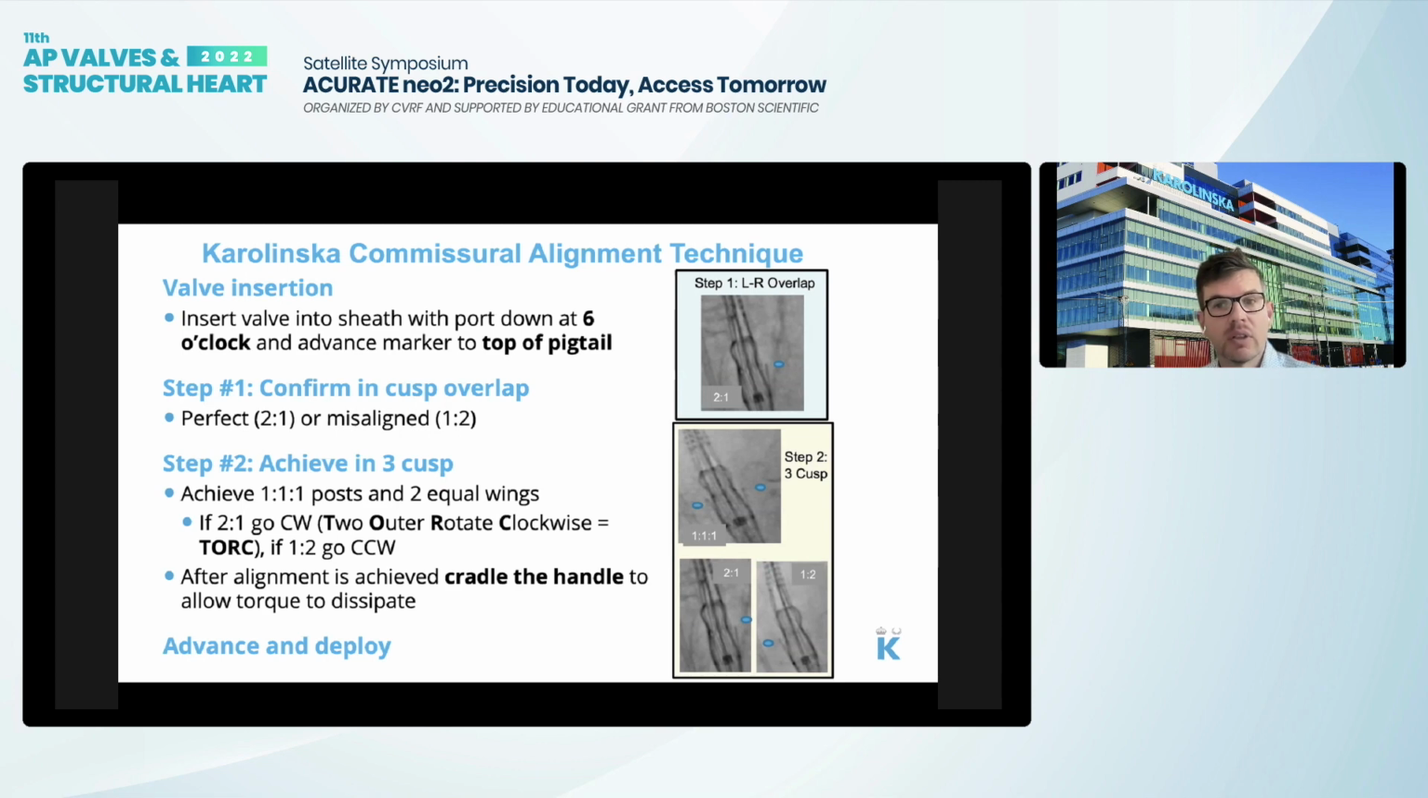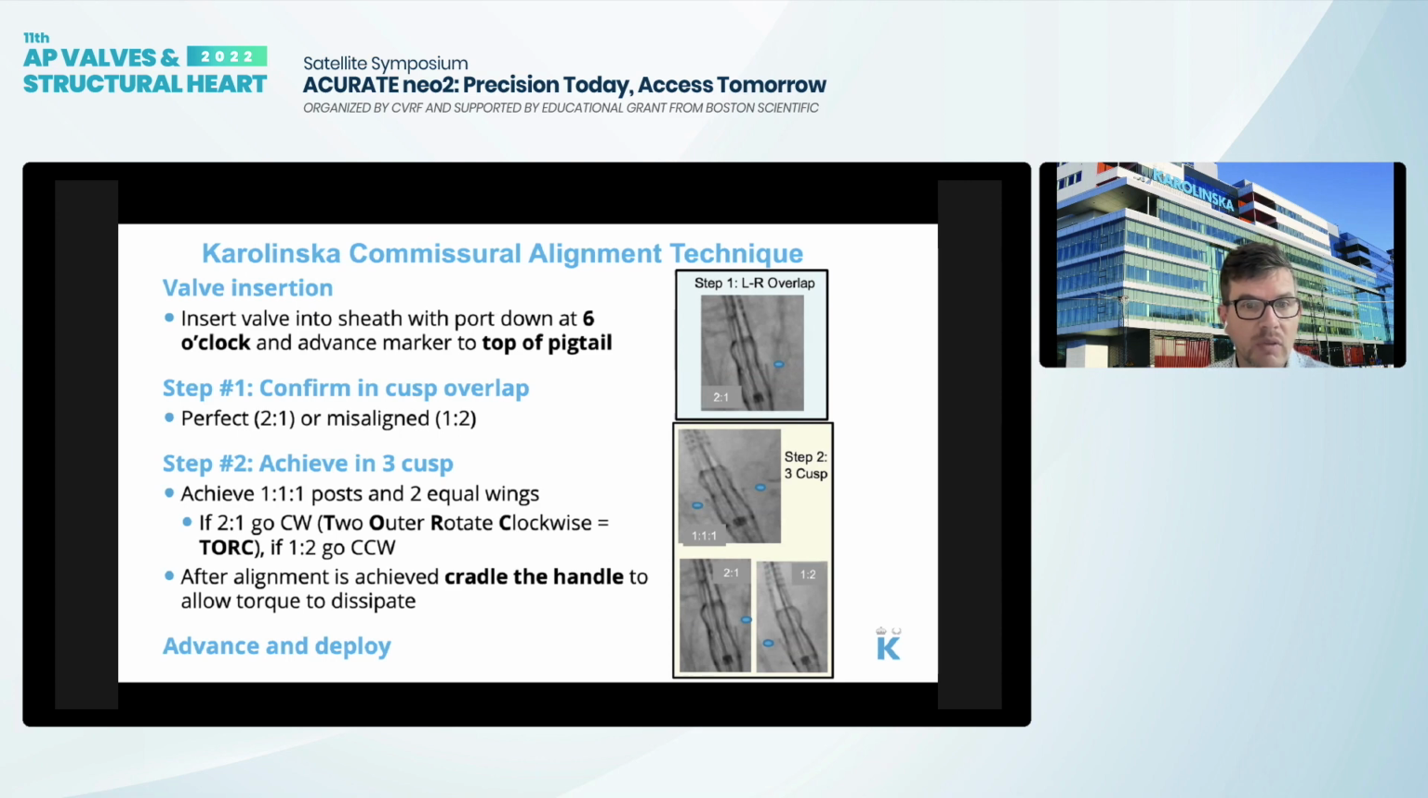And then we advance the system almost to the desired position, but we do the alignment approximately 1 centimeter higher than the desired implant position. And then we first check in the cusp overlap view if we have the perfect or the misaligned configuration. That means if we have the free cell pointing to the right of the picture or not. Then we go to the 3-cusp view, which is commonly also then kept for the implantation of the valve.